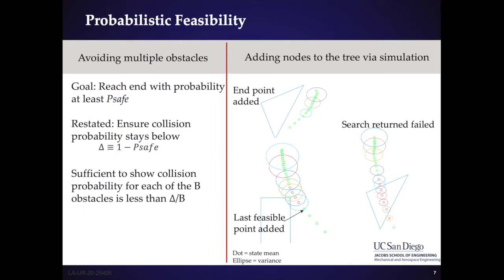To add a node to the tree, the results of a simulation are analyzed. If every intermediate point is probabilistically feasible, represented by green dots in this figure, then the endpoint, or the randomly drawn point, is added to the tree. If the path becomes probabilistically infeasible, red points, the last feasible point is added to the tree, so the simulation is not thrown out entirely. If the first intermediate point is infeasible, the simulation is discarded and a new random point is drawn.